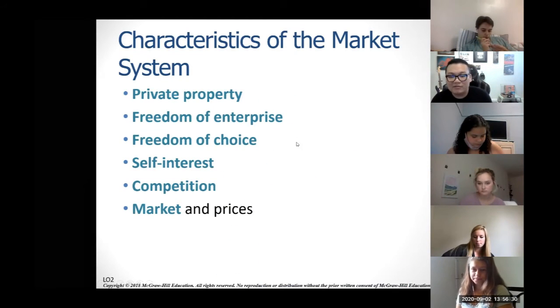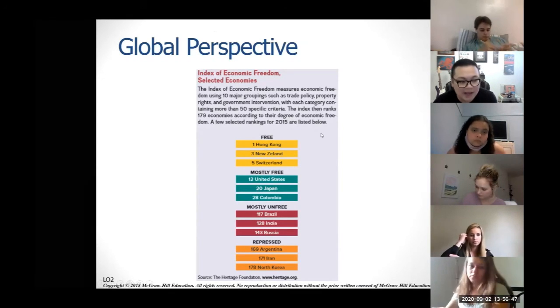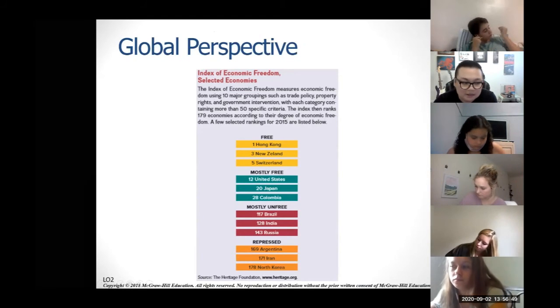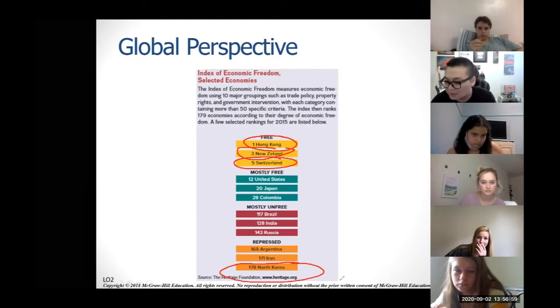So in order to find out whether a country or a place or an area has a market system or not, the best way to tell is to check their economic freedom. Okay, the most free economy means the government does not have control at all. So you see here, the top 3 most free economies are Hong Kong, New Zealand, and Switzerland. And of course, North Korea is the worst one, because it's a command system, which means they do not have a lot of economic freedom over there.